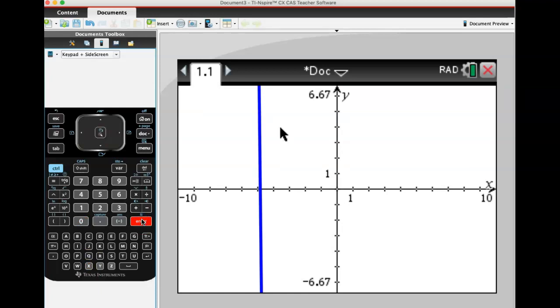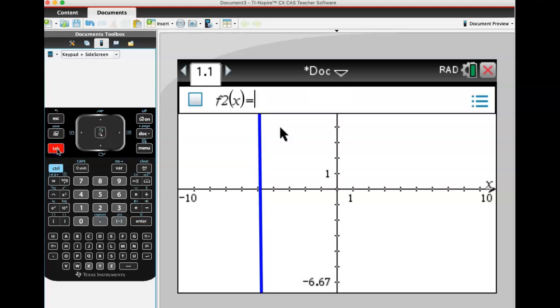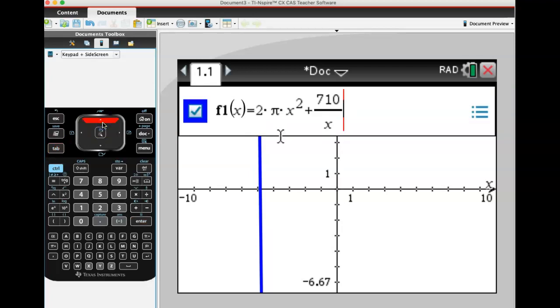Looks kind of weird, doesn't it? So what does that really mean? Well, I think that means tab, come up, it threw it in there, okay? This should be an upward opening parabola, correct? That all makes sense to us there.